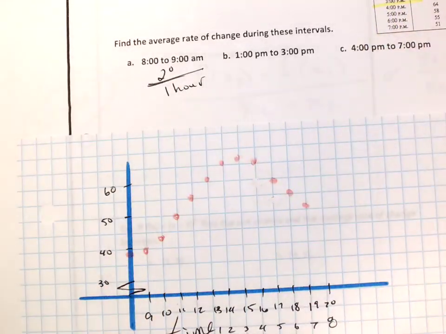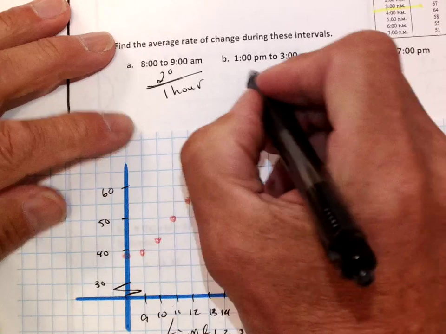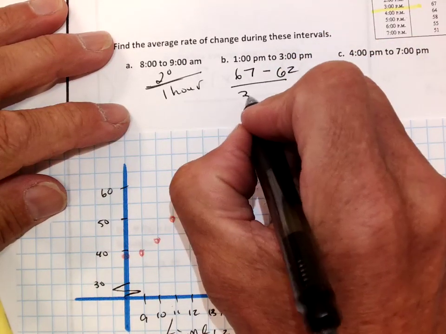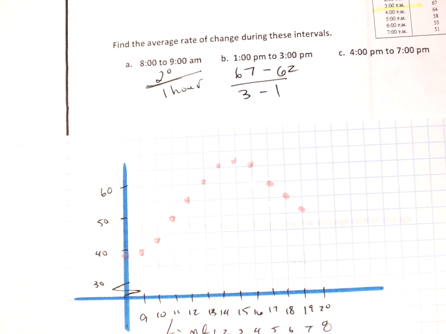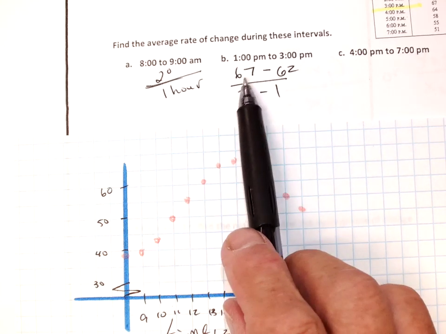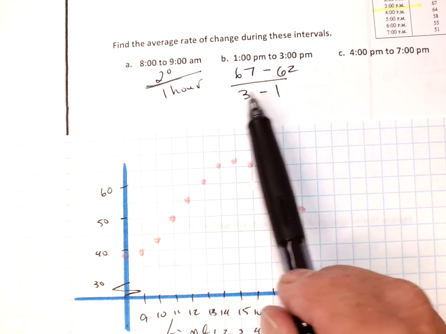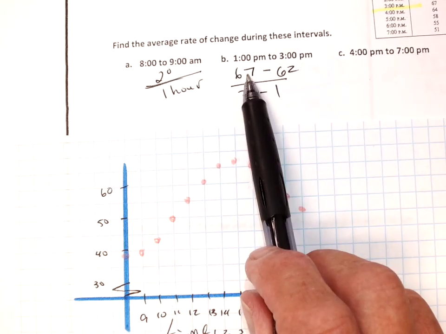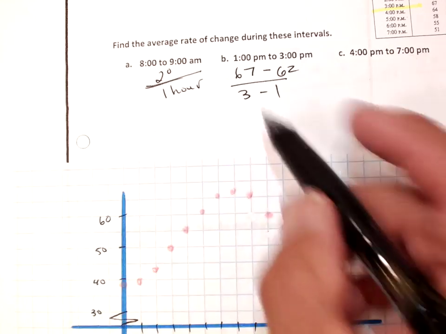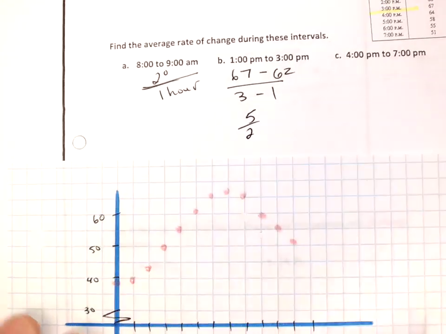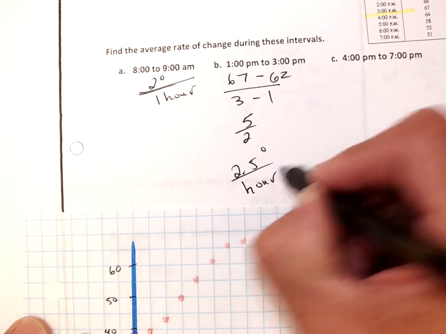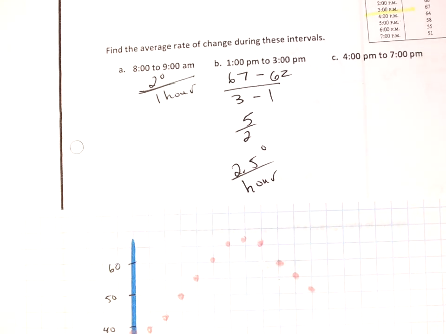From 1 to 3, I'm going to go from 67 minus 62 over 3 minus 1. Now I'm using my formulas that we took down earlier, right? There's my y2 minus my y1 over my time 2 minus my time 1. I'm actually using my formulas, okay? Here's my y2. So it's going to be 5 over 2, or 2.5 degrees per hour. Okay, that's easy. You guys agree? But actually use my formula, right?